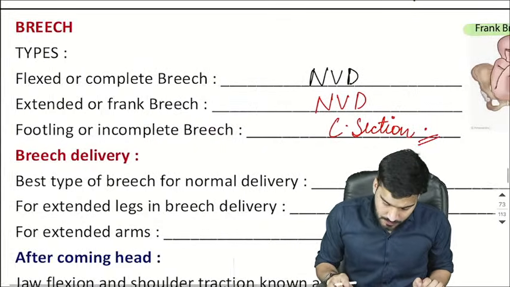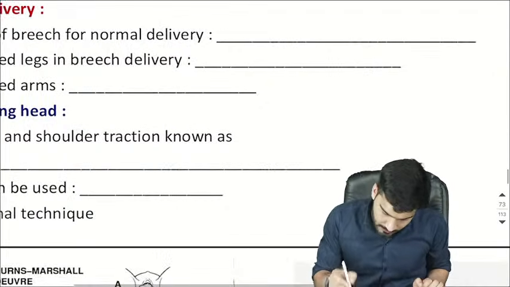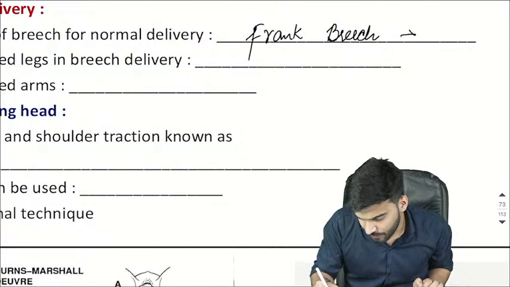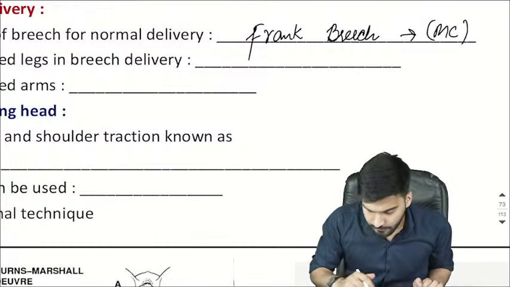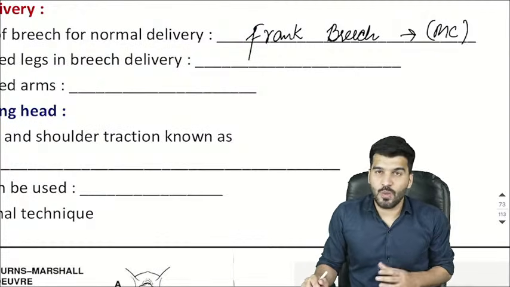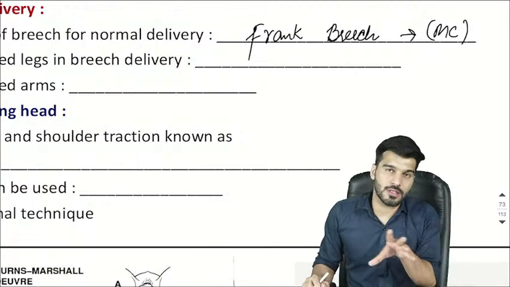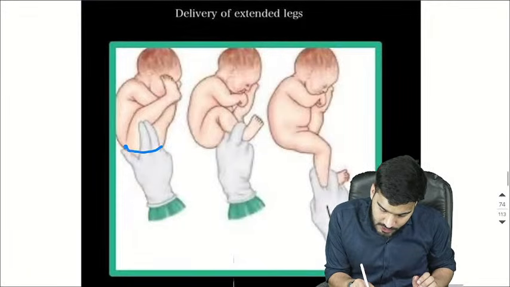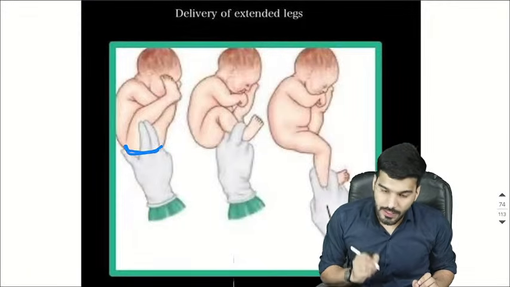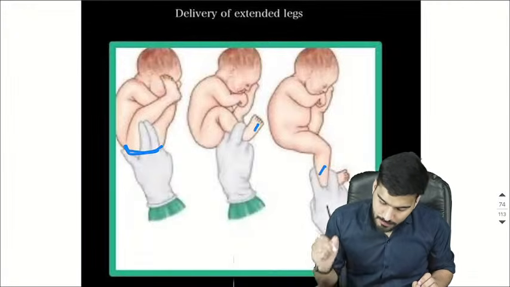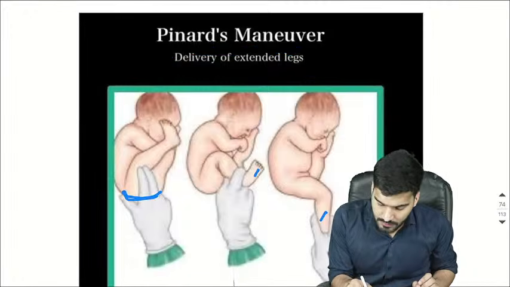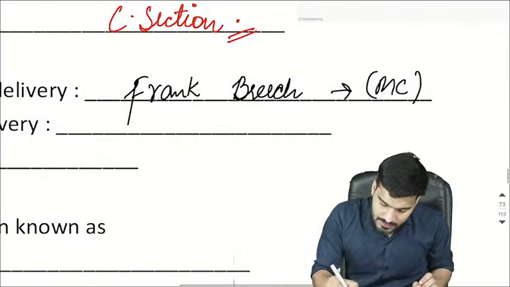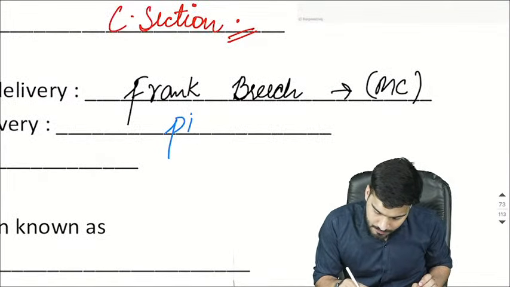Clear? Now, sir, the best type of breech for normal delivery is the frank breech, which is also the most common one. Next, in breech presentation, we go for breech assisted delivery. We perform some maneuvers, and for the extended legs, it's a NEET PG recall question. This is the breech part, the buttock part, touching the lower segment. We deliver these extended legs with a maneuver called Pinard's maneuver. What is the maneuver for extended legs? Pinard's maneuver.